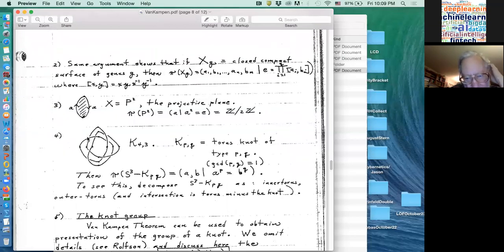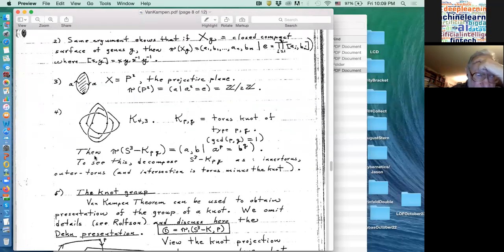And now we get to a more interesting example, which I leave to you as an exercise, but I may come back to it. And that is, you take a torus knot. Now, do you see that this is a torus knot? You have to examine it a little bit. It's lying on the surface of a torus.